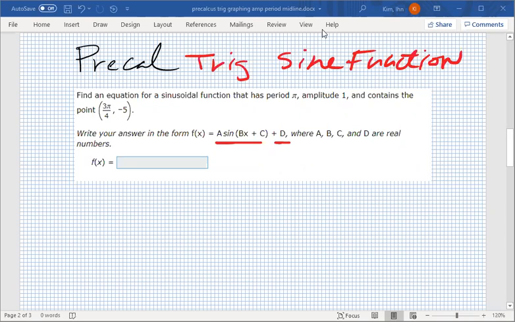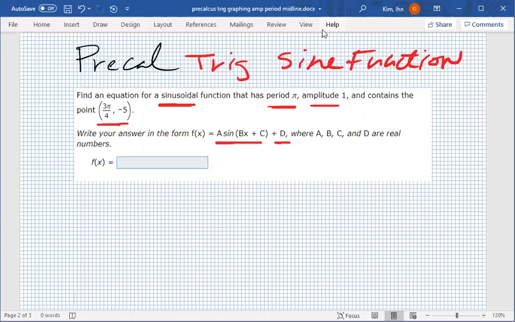Hello guys, this is the assignment that you'll be doing on the Excel regards to the trig sine function. It says find the equation of a sinusoidal function that has a period of pi and amplitude of 1, and it has to contain these 2 points.